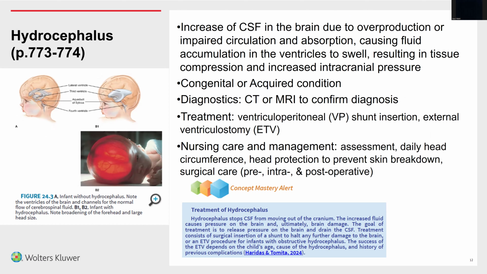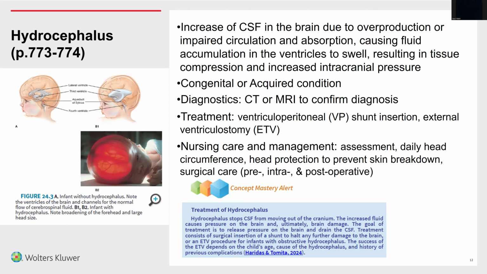Diagnostics that can be done to confirm the diagnosis of hydrocephalus include a CT scan or MRI. How it's treated, it could be treated a couple different ways. Surgery to insert a ventriculoperitoneal or VP shunt can be done, or an endoscopic third ventriculostomy, ETV, could be done.